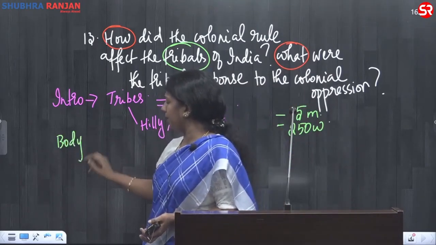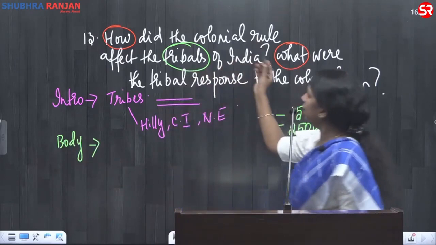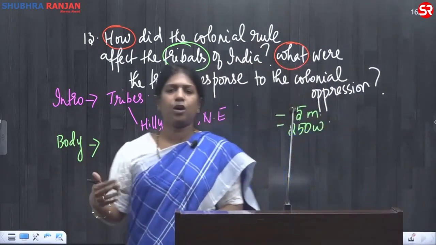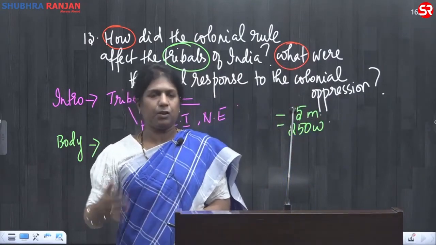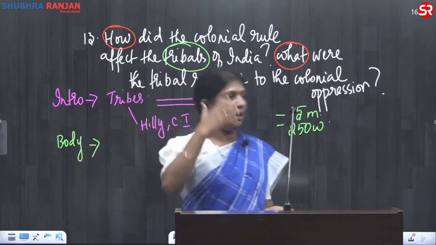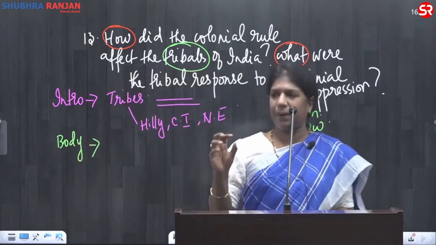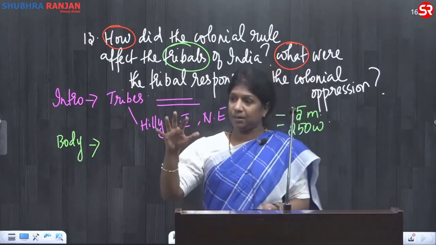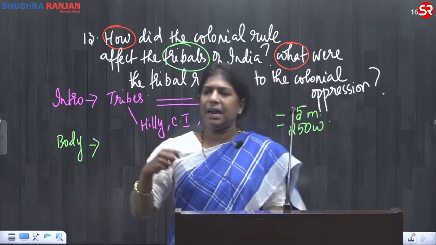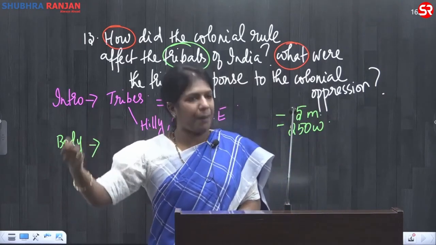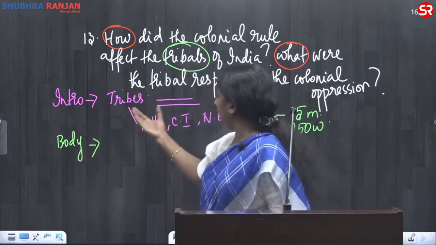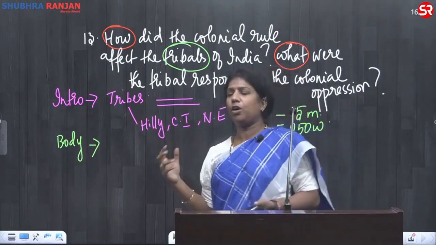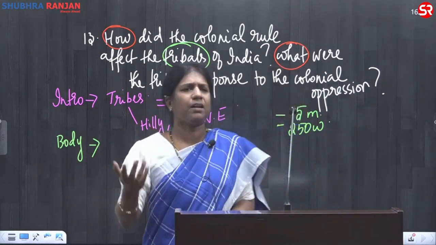Coming on to the body. What is the body? How did the colonial rule affect the tribe? You have to talk about the colonial rule. It is exactly when the Britishers started to occupy India and annexing all the provinces, particularly in the mainland of India, they later, as a process of expansion, began to occupy these tribal regions as well.